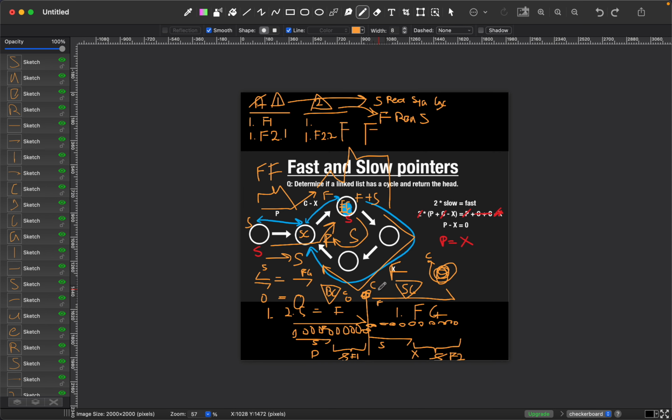C is the start of the cycle. C is a very important point in my opinion because it's going to tell you when I'm going to enter phase 2. So maybe here before I hit the C, that's phase 1. After I hit the C, that's phase 2.